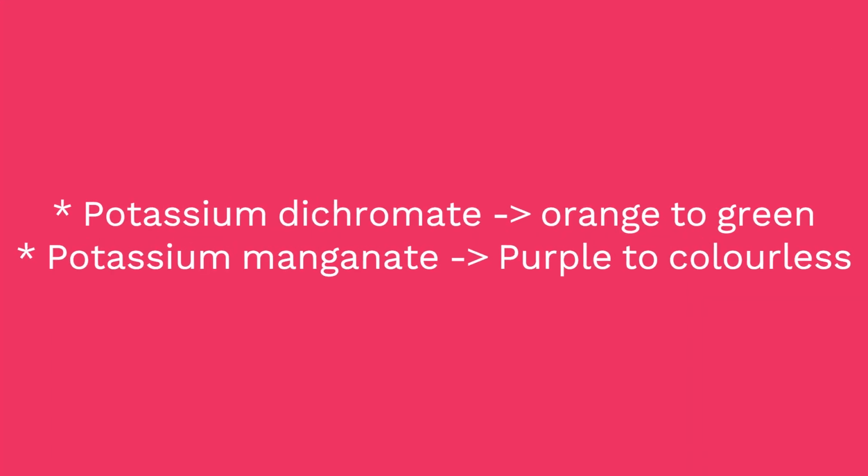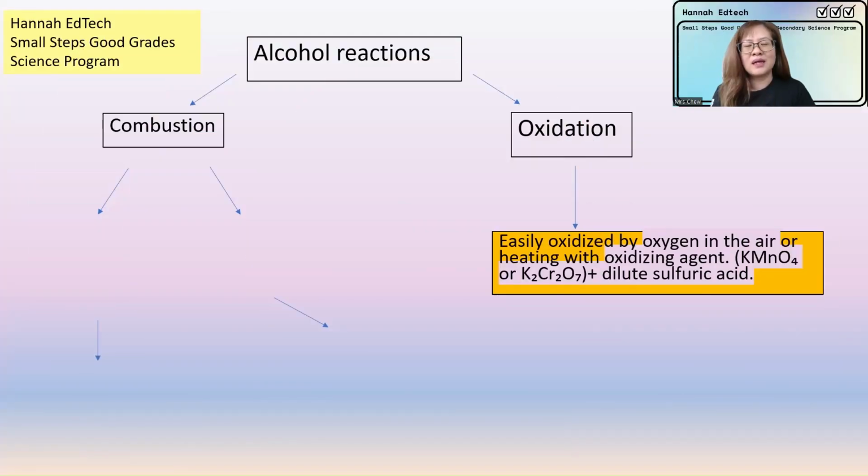For this color change, if you are still confused and you need some visual presentation, please refer to my redox micro video where I will show you in the laboratory how acidified potassium dichromate changes from orange to green and how potassium manganate changes from purple to colorless.